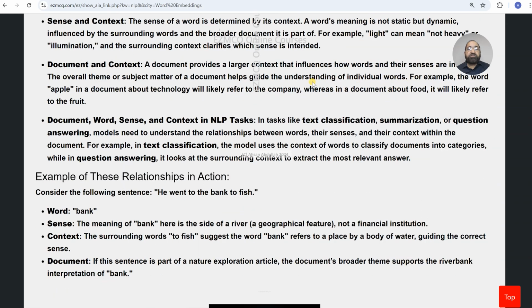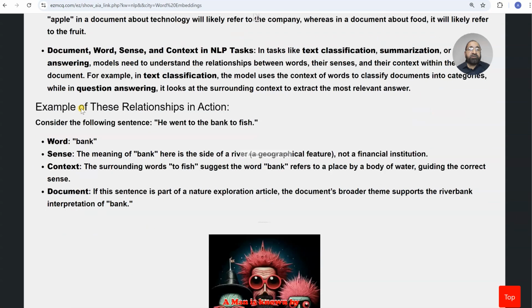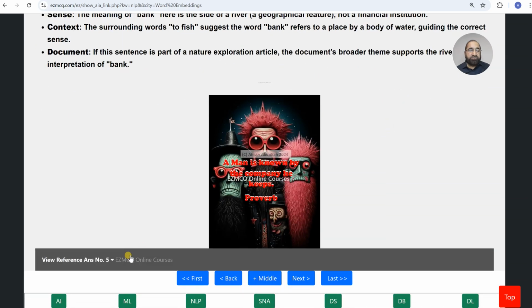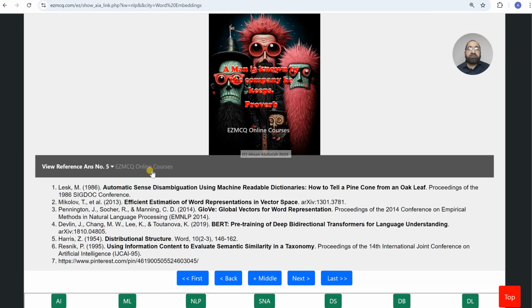Document in context: if there's a document about fruit and vegetables, then when we see apple, even if the A is in uppercase by mistake, we know it is most likely referring to a fruit, not a product or a company. So document, word, and sense are used in NLP in text classification, summarization, question answering, and many applications. This is the example: the bank and what it could mean in context, a place or body for financial operations. If you are interested, you can read more.